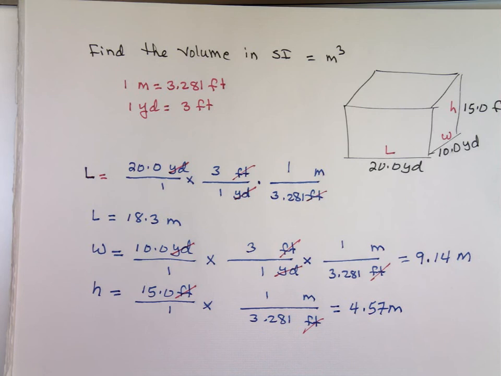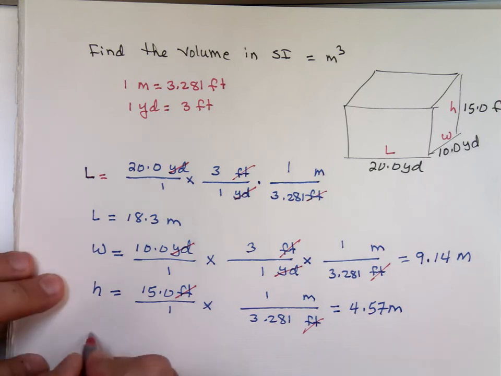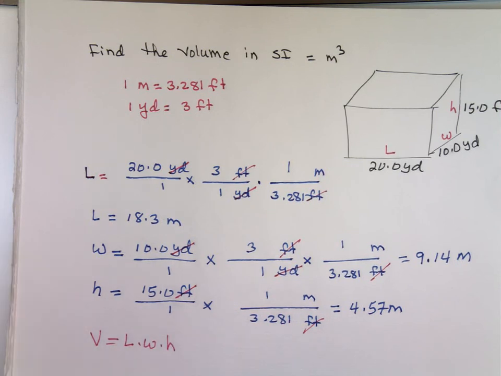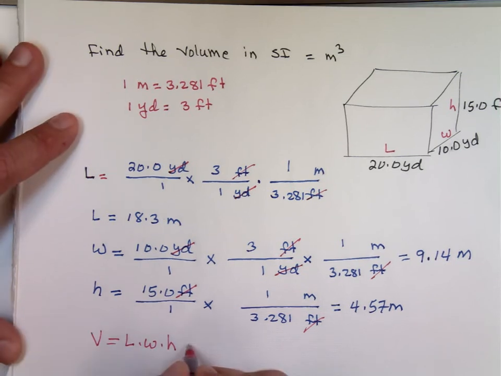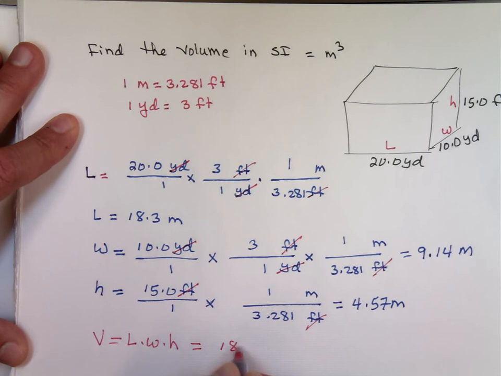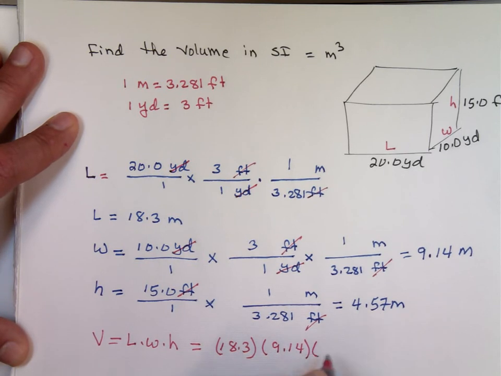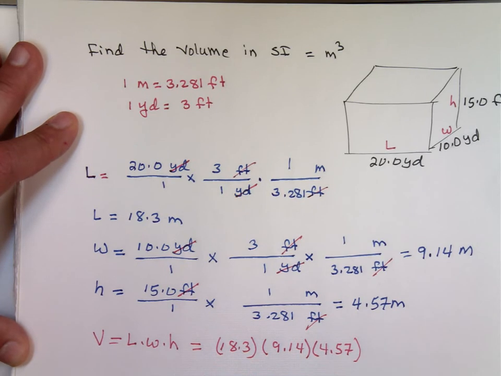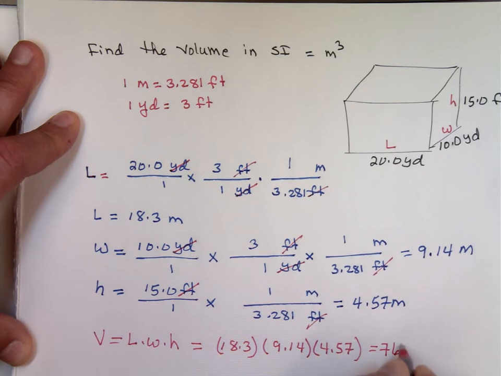Well, what is the volume? The volume of a box like this is length times width times height. That's the equation for the volume. Do we know the length? 18.3. Do we know what the width is? 9.14. The height? 4.57. Make sure you write your answer in 3 significant digits. 764. And what are the units for that? Cubic meters.